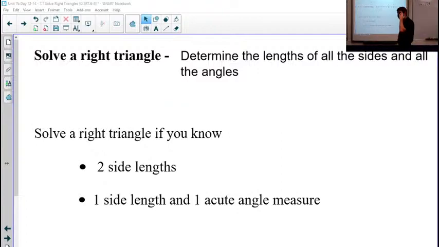Those are the two different pieces of information that we can be given that will let us solve a right triangle. If I know two of the sides, or if I know one of the sides and one of the other angles. So let's look at an example of figuring out one of the other sides and one of the other angles.